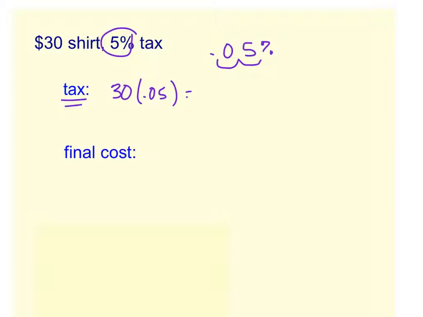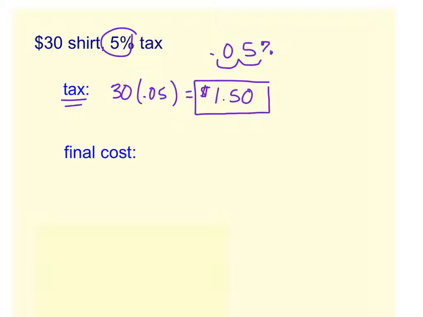Then you grab your calculator and you do 30 times 0.05, and we get 1.5. So the tax, put a dollar sign, is going to be $1.50. I'm going to put a 0 on the end so I have dollars and cents. So our tax is $1.50.